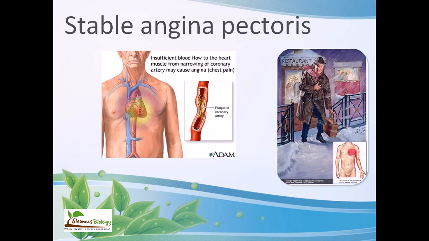So this is stable angina pectoris that we have already talked about before, that is provoked by physical exertion, in cold weather, right after food, and excitement of any kind. We have already talked about it before, and usually it is nothing but insufficient blood flow to the heart muscle, narrowing of our coronary artery. That's what stable angina pectoris is all about.